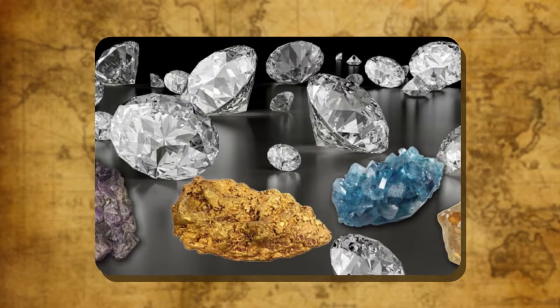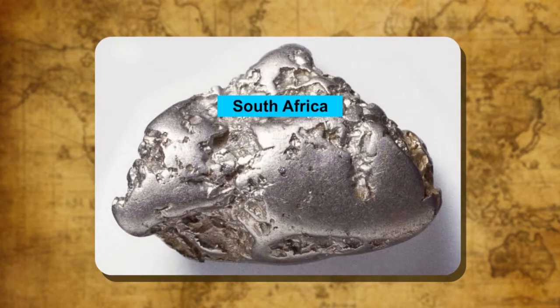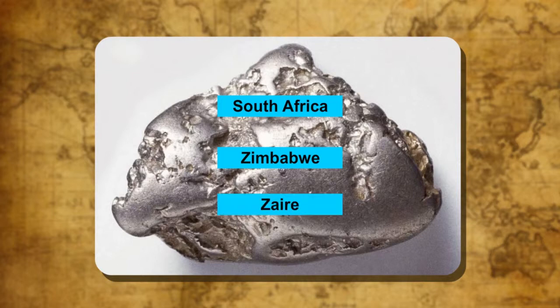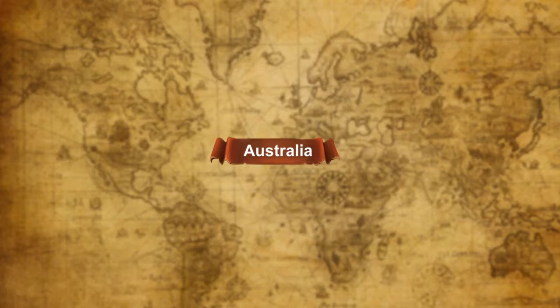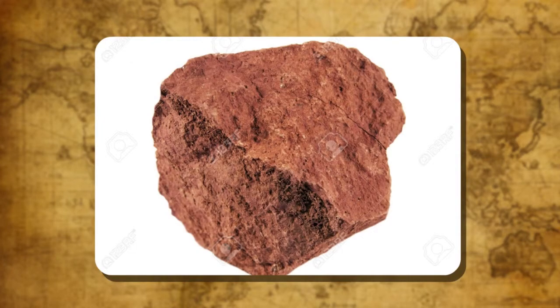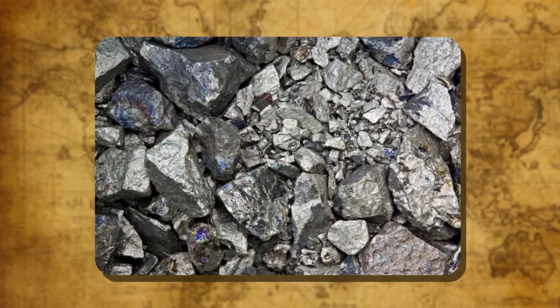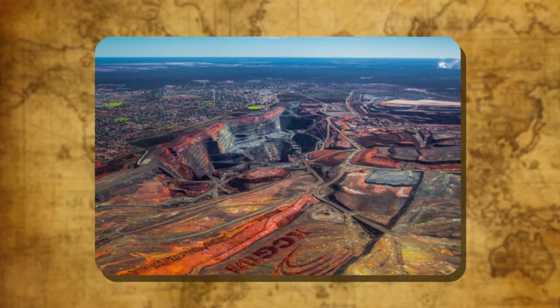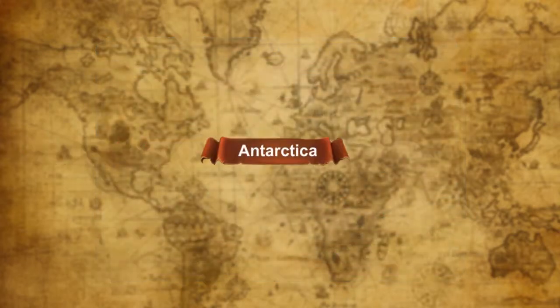Africa: It is rich in mineral resources. It is the world's largest producer of diamond, gold, and platinum. South Africa, Zimbabwe, and Zaire produce a large quantity of the world's gold. Australia: It is the largest producer of bauxite in the world and also a leading producer of gold, diamond, iron ore, tin, and nickel. Kalgoorlie and Coolgardie areas of Western Australia have the largest deposits of gold.